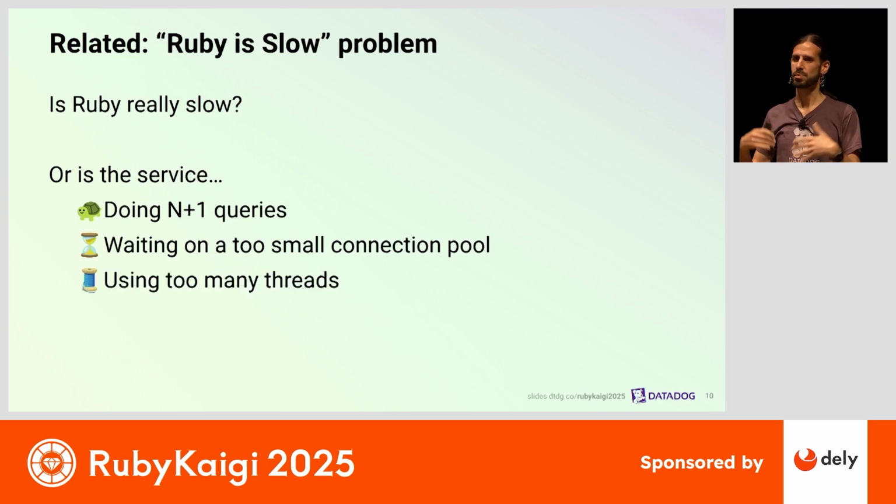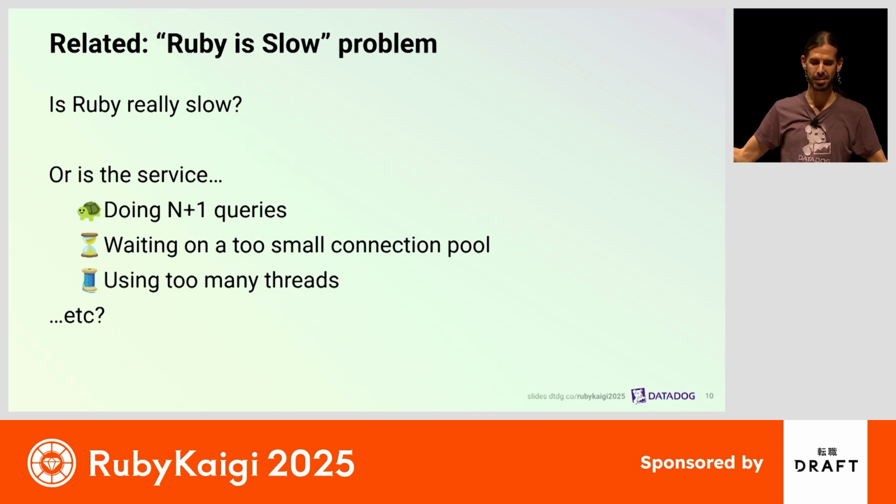Or the service is using too many threads, and you need to configure it a bit differently and use a few more Ruby processes, etc. So Ruby is not slow. It's just that we should learn why our applications are taking time, and if we learn about that, we can actually fix them. And Ruby is really fast.